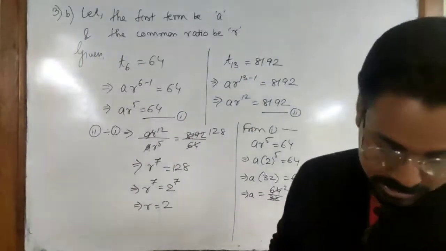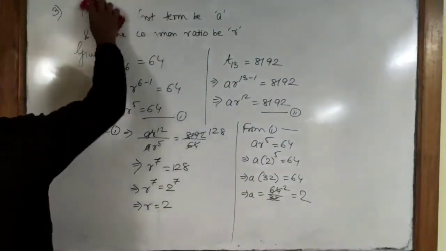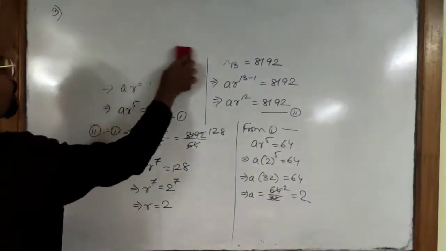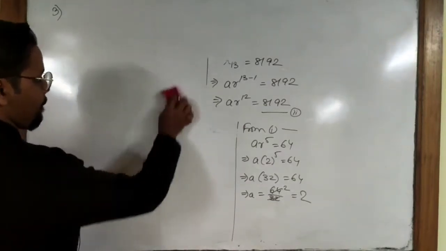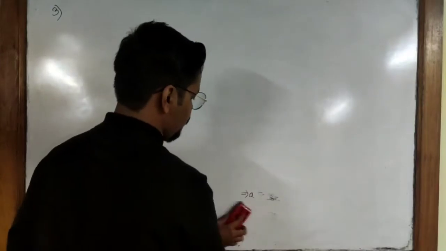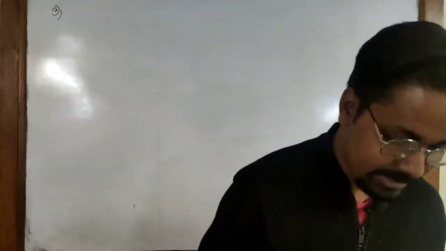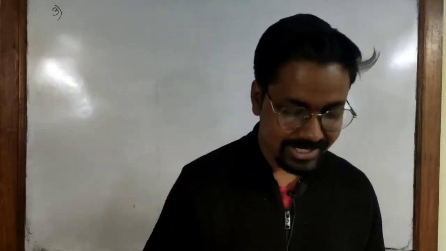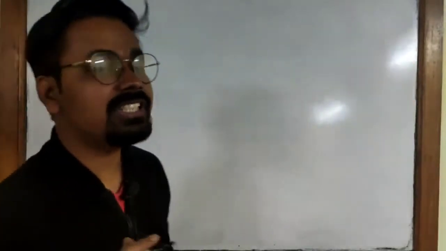Now let's move on to question number 3c and let's see what they're asking from there. So in 3c, it is given that if the third term of a GP is 4, then find the product of the first 5 terms of the GP. So the third term of the GP is 4.